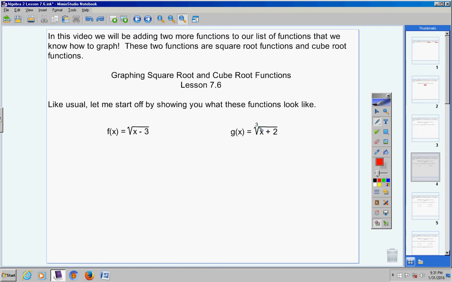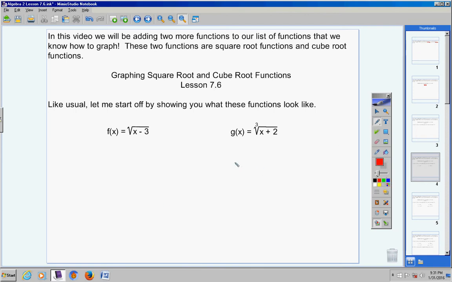This is a cube root function. It is not a cube root function just because it has a cube root. It must have a cube root, but there also must be a variable in the radicand. Alright, for example, this would not be a square root function. The only thing under the radical is 5. In fact, this is a linear function. Okay?